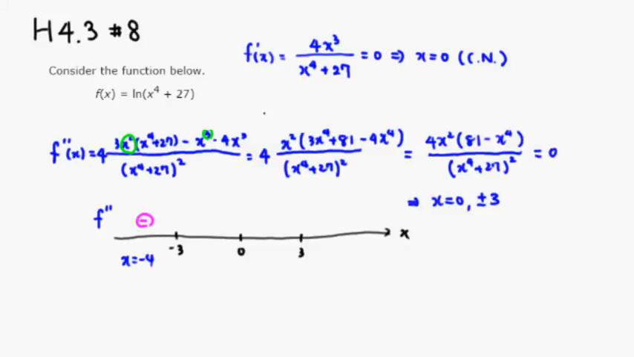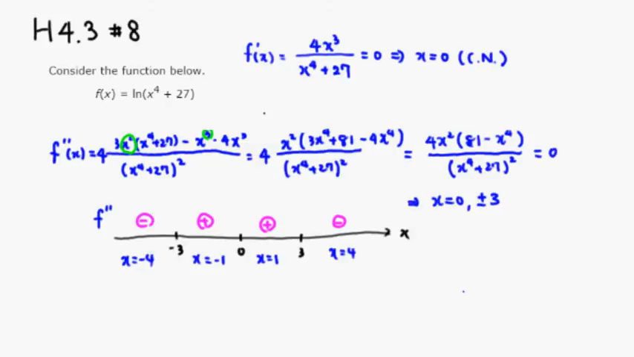Right, so if x is between 0 and negative 3, I'll try negative 1. If you plug in negative 1 here, this is positive, everything else is positive, so you have a positive sign there. Alright, then we can try x equals 1. Again, 81 minus 1 is positive, so this is going to be positive here. Alright, then x equals 4. 81 minus 4 to the fourth power is going to be negative, so it's going to be negative. So you can see that the concavity changes at all 3 points.